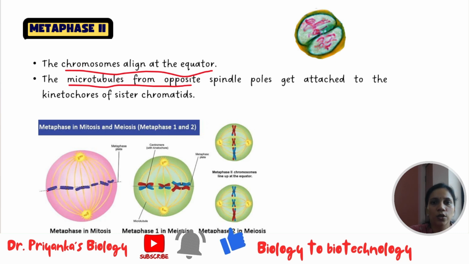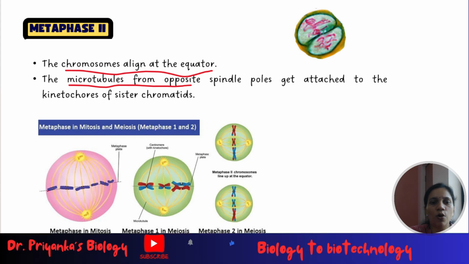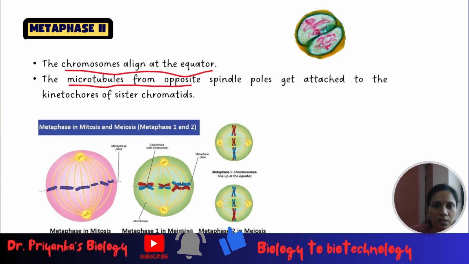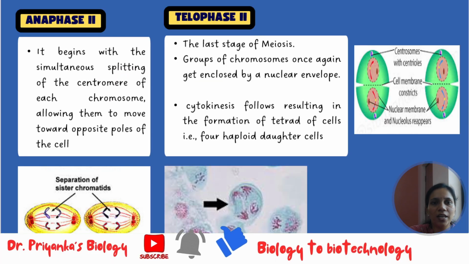Then again, microtubules from the opposite poles will start moving towards the kinetochores of the sister chromatids. Here it is showing the comparison of metaphase in mitosis, metaphase in meiosis 1 and metaphase in meiosis 2. Basically there is appearance of these microtubules from the opposite poles getting attached to the kinetochores of the sister chromatids, and there is formation of the metaphase plate at the equator.